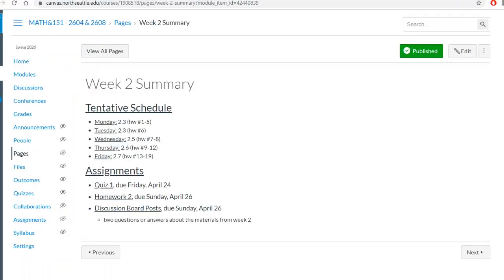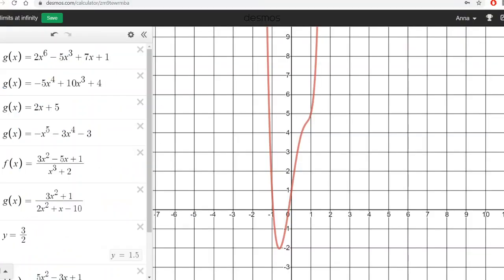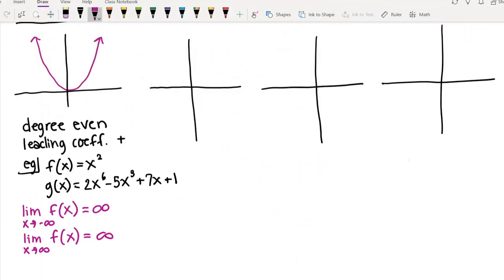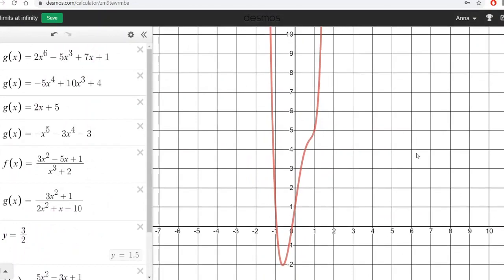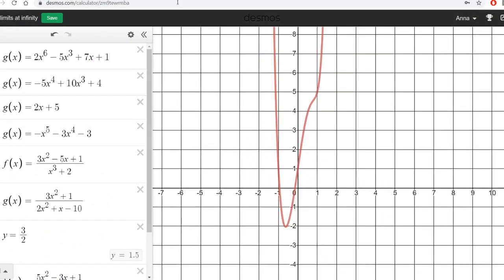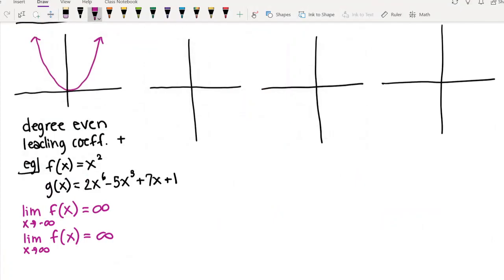So let me just pull up this graph. So this is the graph of the second function I gave you as an example. You can see it doesn't exactly look like a parabola, but it does have that same general shape. So it still has that same limit if you were to take the limit as x approaches infinity and negative infinity of this.